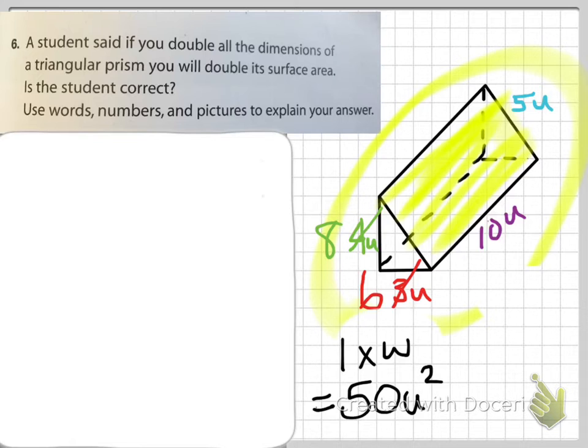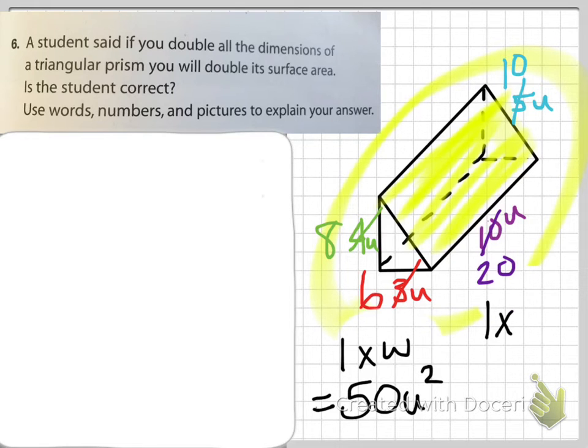So again, according to this student, if I doubled these, if I made this not 10 but 20, and I made this not 5 but 10, I've doubled my dimensions, so they're saying that we should be able to double the answer, which means I should have a surface area of 100. So let's see what happens when I do the math.